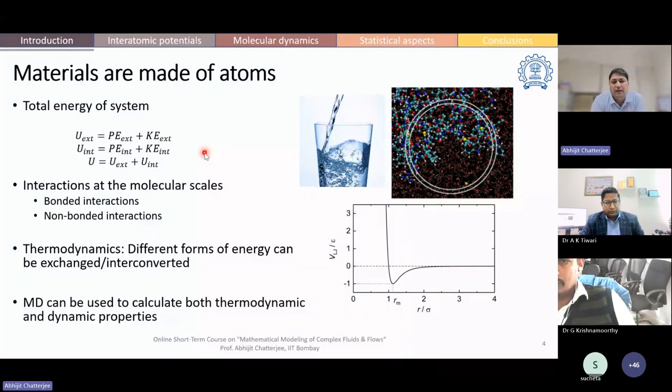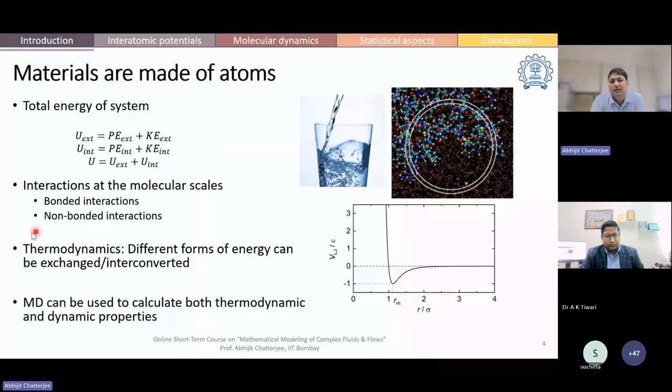Okay. Finally, we know from thermodynamics that different forms of energy can be exchanged or interconverted, right? So internal energy can be converted into external energy or vice versa. And so molecular dynamics can account for all these aspects, and it can be used to calculate the thermodynamic and dynamic properties.